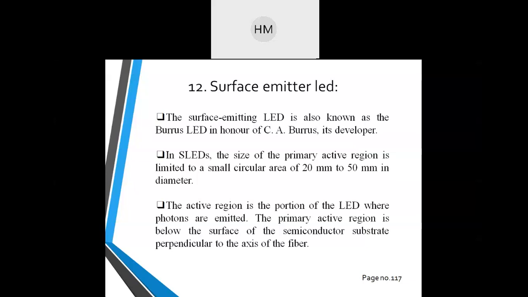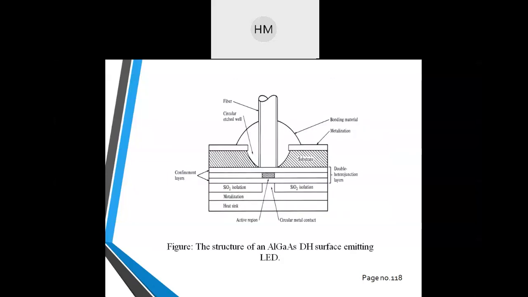The active region is a portion of the LED where photons are emitted. We all know what the active region is. Okay? The primary active region is below the surface of the semiconductor substrate, perpendicular to the axis of the fiber. That is surface emitter LED. And majorly, what is the difference? The difference is in the construction of this LED. So please draw this diagram of SLED. It is using a double heterojunction layer.